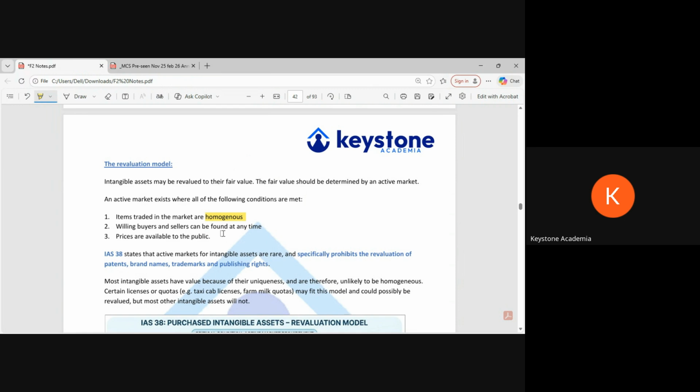But at the same time, they are mentioning that active markets for intangible assets are rare. The standard specifically prohibits the revaluation of patents, brand names, trademarks, and publishing rights. For example, some that can be revalued are taxi cab licenses, farm milk quotas, specific to that.